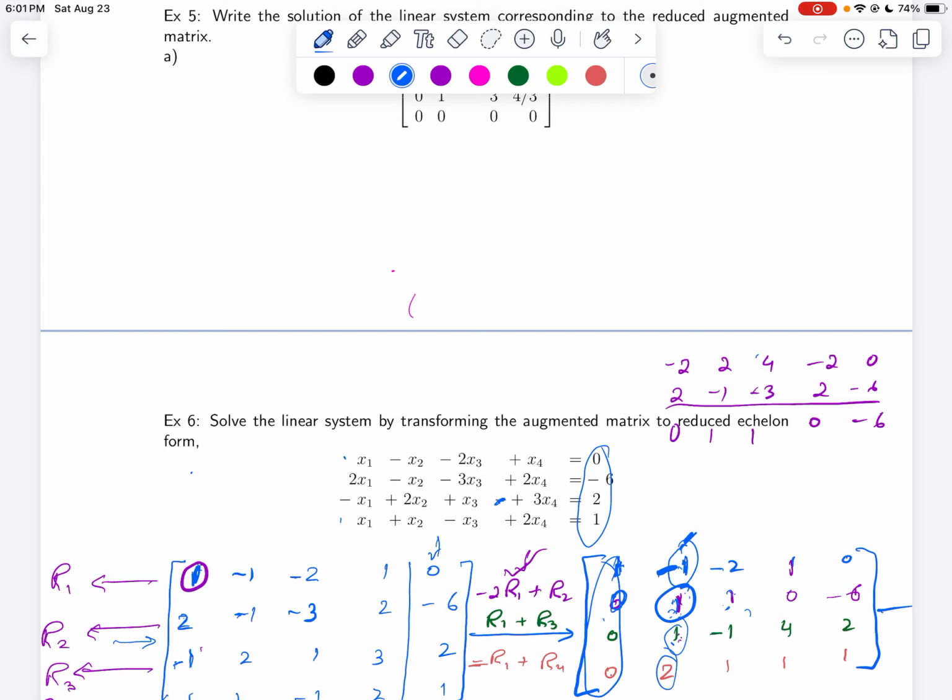Okay, so we will now look at section 1.3 in the next video.